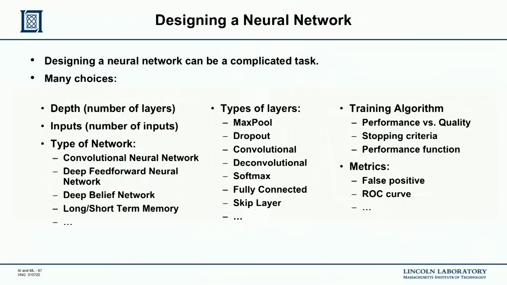All right, so you mentioned earlier, when you're designing a neural network, what do you have to do? What are the different choices? There's a lot going on here. You have to pick the depth, the number of layers, the inputs and what the inputs are, the type of network that you're using, the types of layers, the training algorithm, and the metrics that you're using to assess the performance of this neural network.